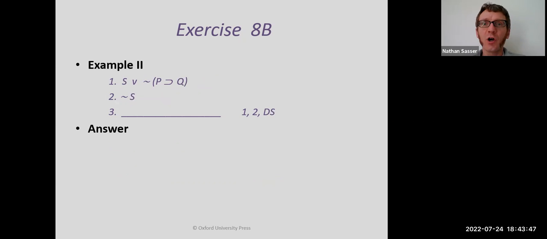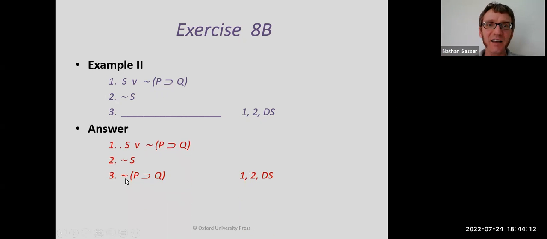Here's another example. We've got S, or it's not the case that if P, then Q. Line 2 says, not S. Now, if you apply the disjunctive syllogism rule to these two lines, what does it give you? You negated one of the disjuncts. What follows is that the other disjunct is true. So what's the conclusion? Yes. It's not the case that if P, then Q. That's the other disjunct. That must be true. All right, we're going to take a break there.